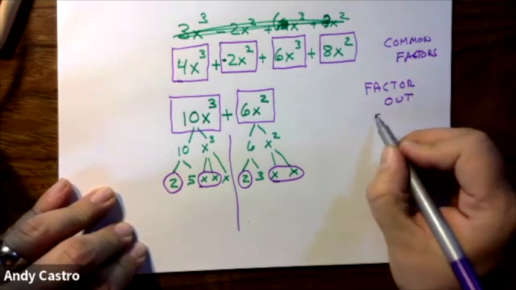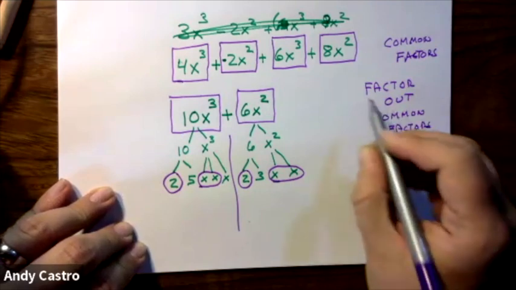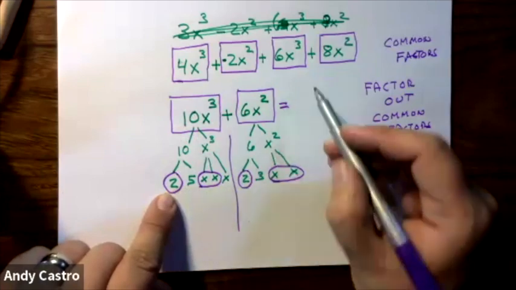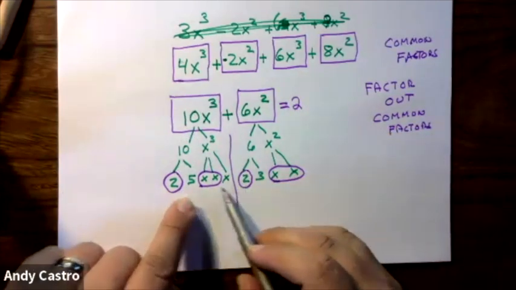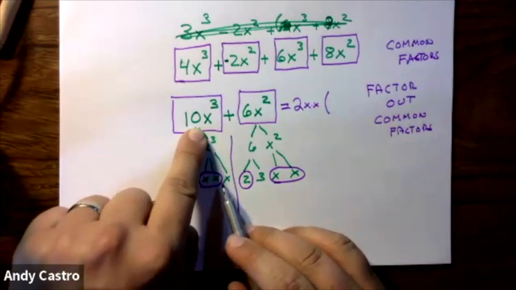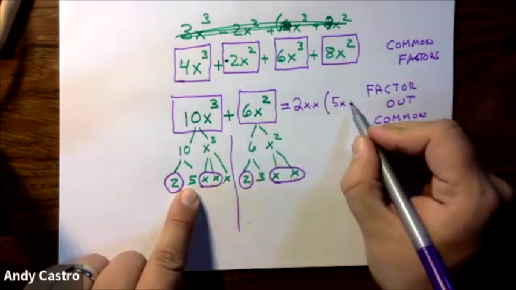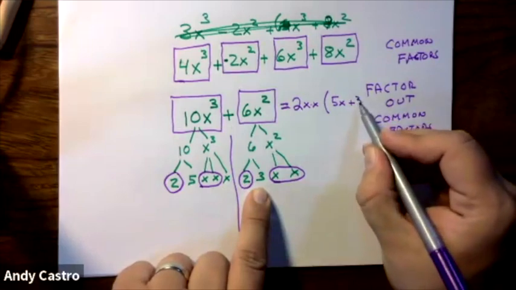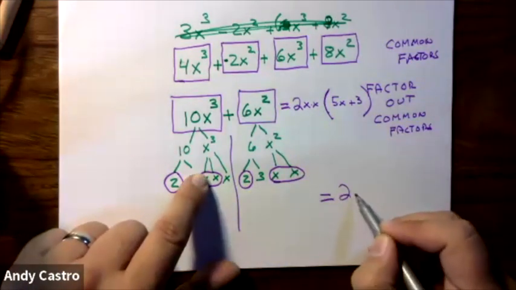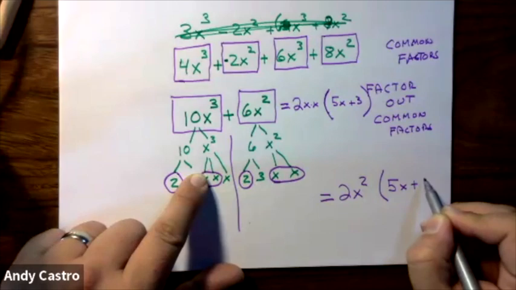out common factors. Okay? Factor out common factors. What does that mean? That means that I can pull out a 2 and I can pull out 2 x's. And then what I'm left with in this term, if I pull those things out, I'm left with a 5x plus over here, I'm just left with a 3. Okay? So 2x times x is 2x squared, then times the quantity 5x plus 3.